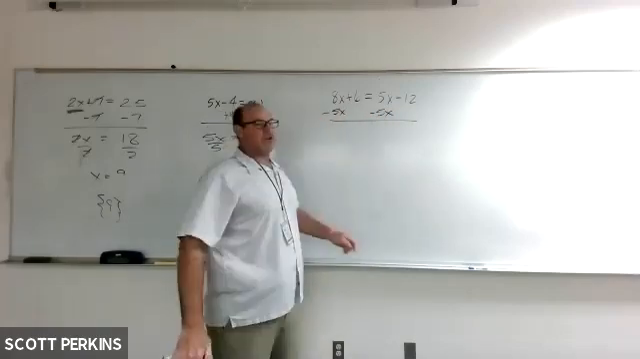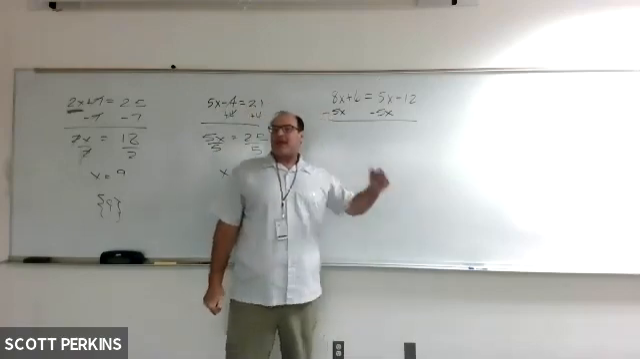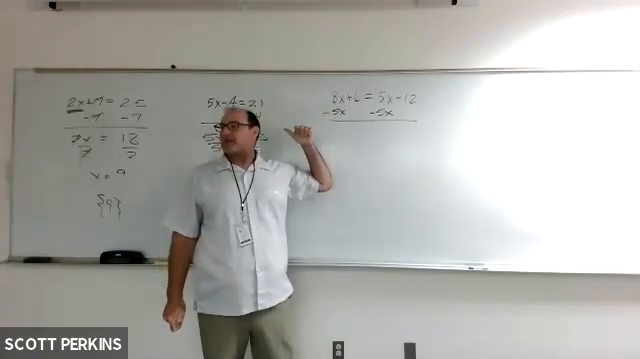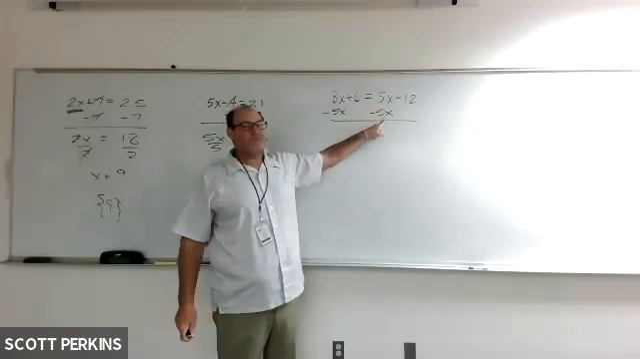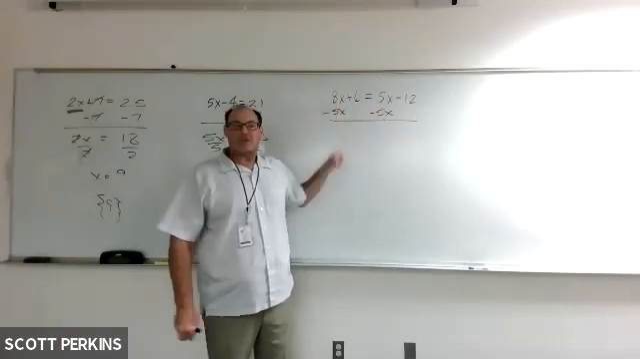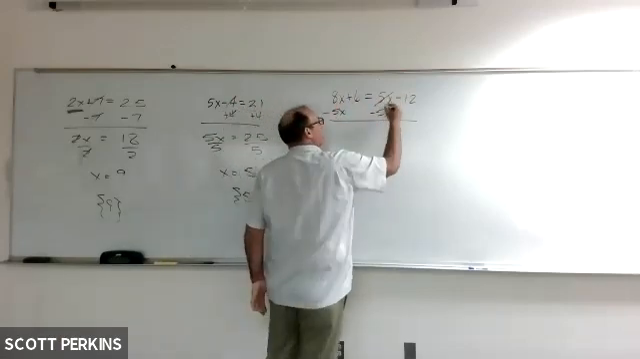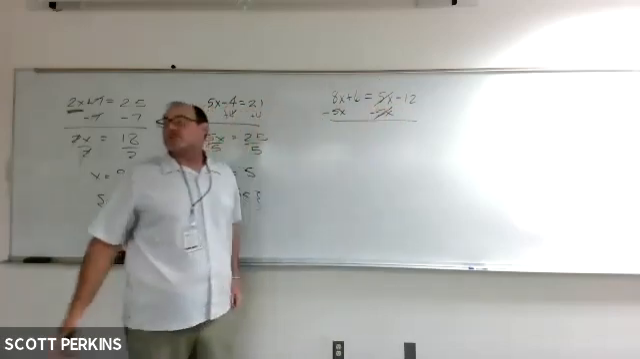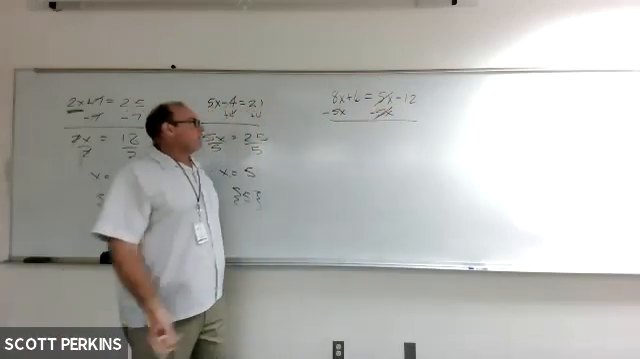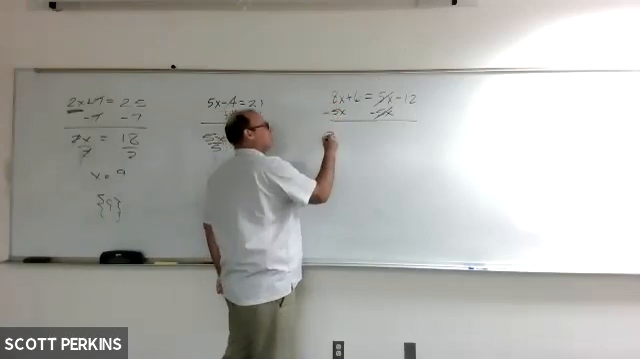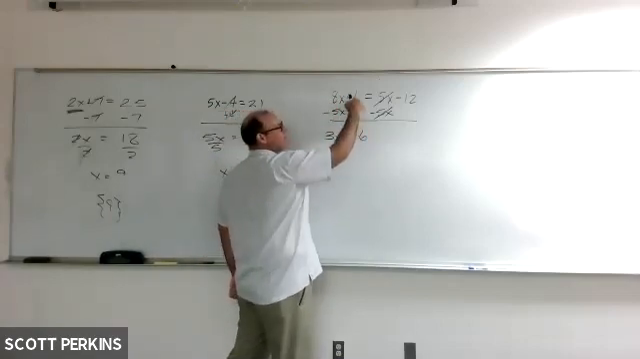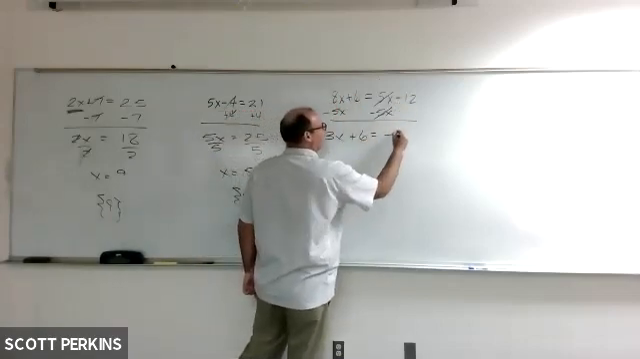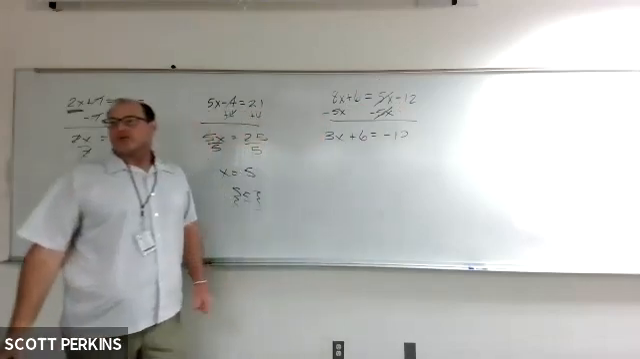So what I'm going to do is I'm going to use that addition property of equality, and I'm going to get the x's all on the same side. So I subtract the 5x from both sides. On the right side, the 5x minus 5x, that's 0x, so just 0. On the left side, 8x minus 5x is 3x. I haven't done anything with the plus 6. I haven't done anything with the minus 12 yet.